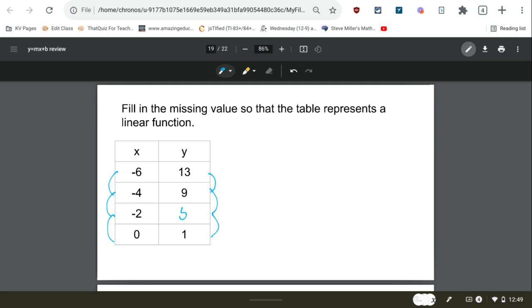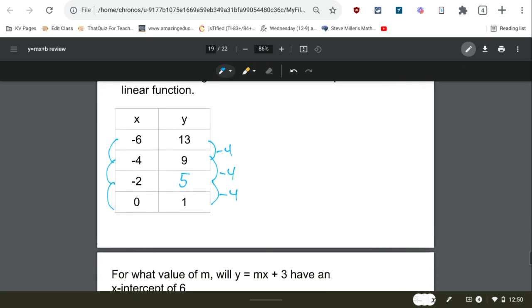The answer is 5. All right, 13 minus 4 gives you 9. And 9 minus 4 gives you 5. 5 minus 4 gives you 1. The other way would be to do the slope formula a couple of times to compare those points.